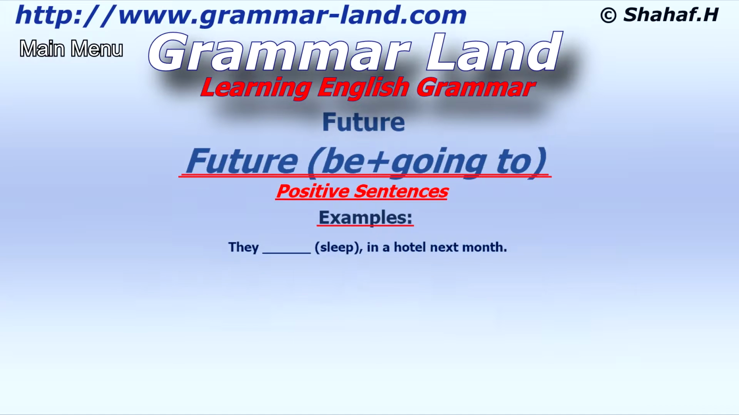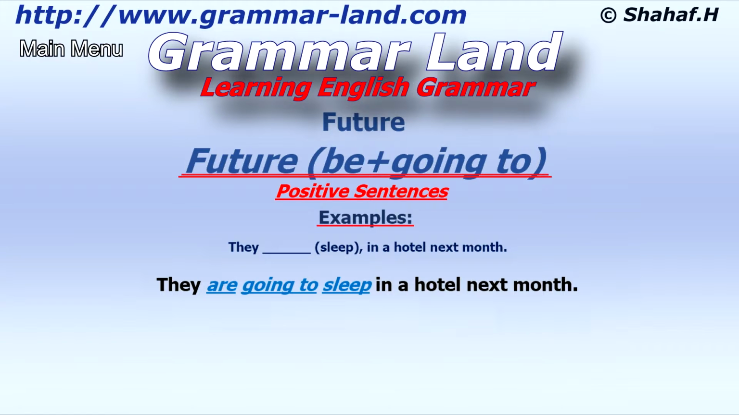Another one, they, sleep, in a hotel next month. This is how the sentence should be, they are going to sleep in a hotel, next month. We use are, because the subject is, they. The expression which indicates future is, are going to. The verb sleep stays as it is.